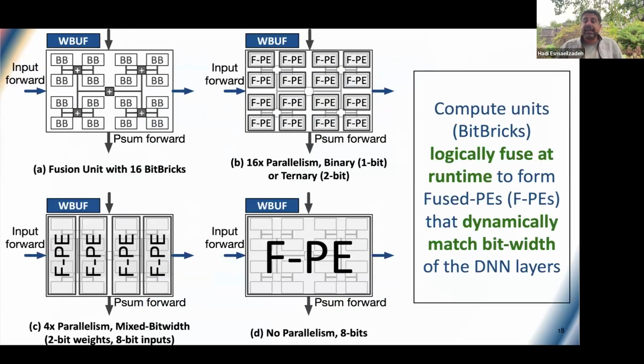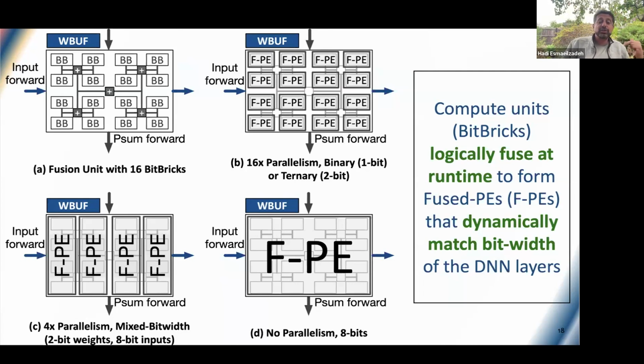We designed a fusion unit, which is a composition of smaller units that we call bit bricks. These bit bricks are 2-bit by 2-bit multipliers, with glue logic around them. If your layers are 2-bit by 2-bit, then this physical unit, a collection of 2-bit by 2-bit multipliers, will give you 16 parallel 2-bit by 2-bit multipliers.